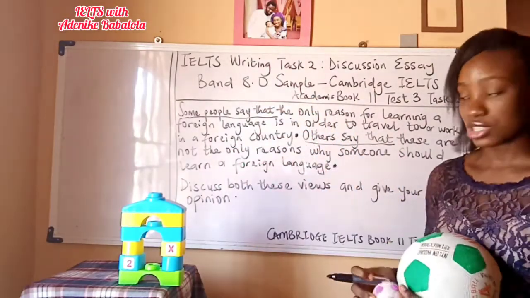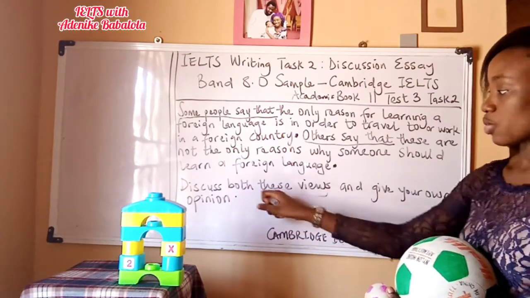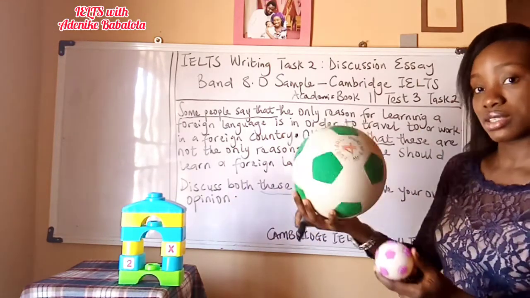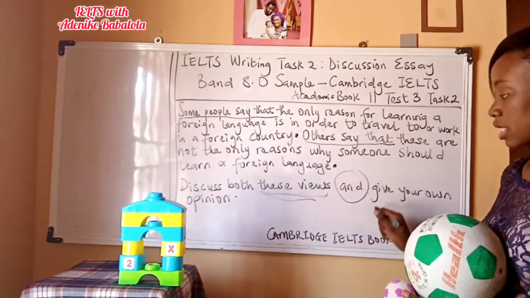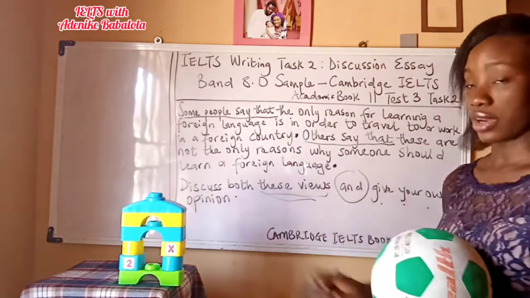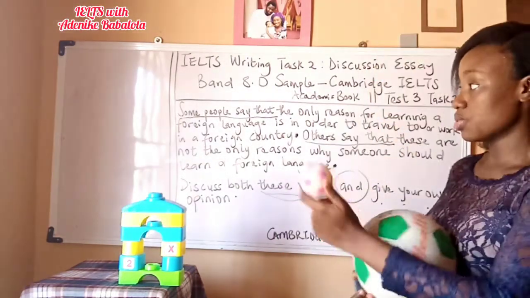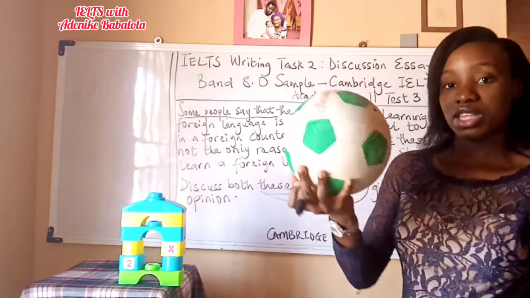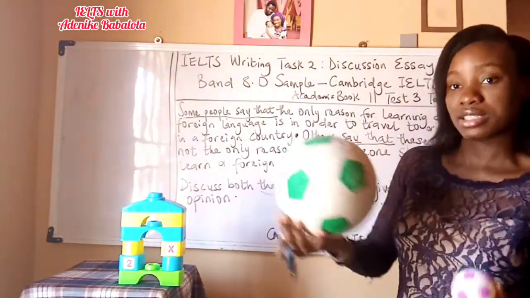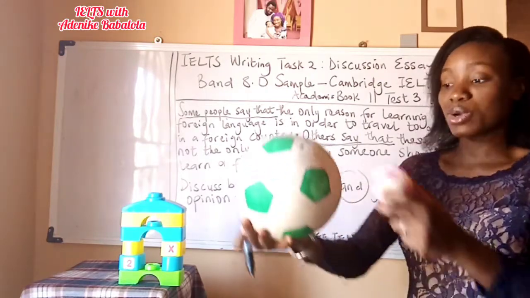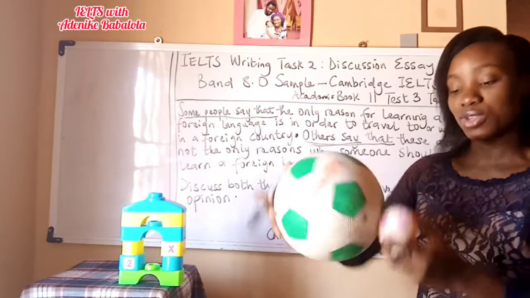Now let's look at the question. It says, discuss both these views. So we're going to be discussing this view and this view. So we're doing that, but it doesn't stop there. And give your own opinion. So in the process of giving your opinion, you could decide to go with this view, or you go with this view. So you could go with this or this. Now, it's actually possible to combine both of them. So you could come up with a combination of these 2 views.